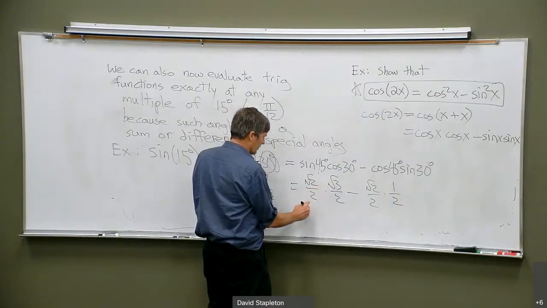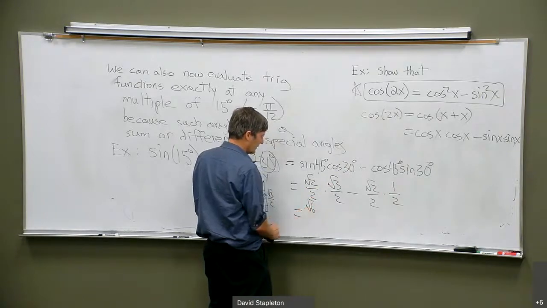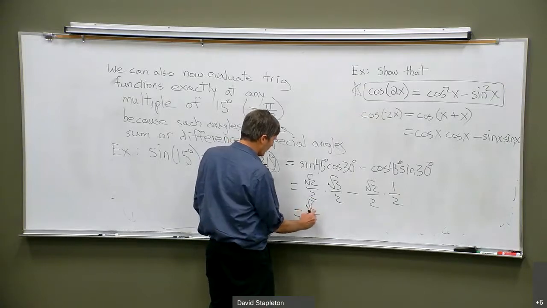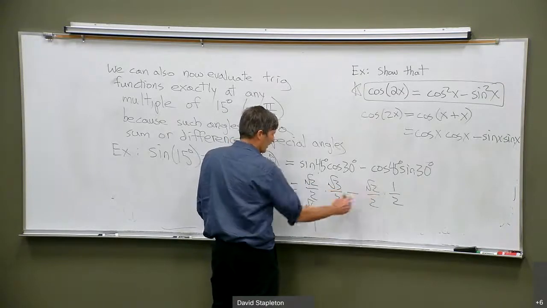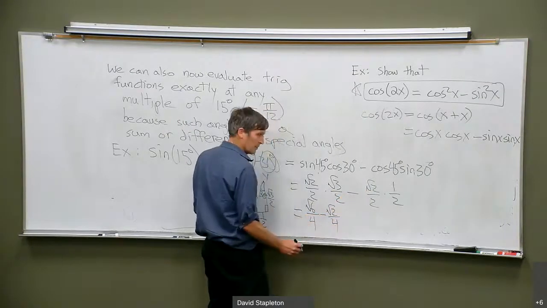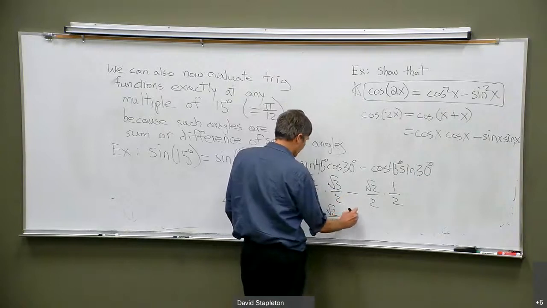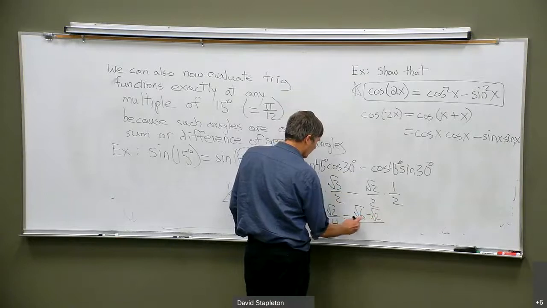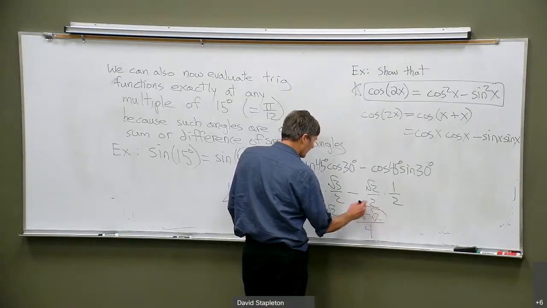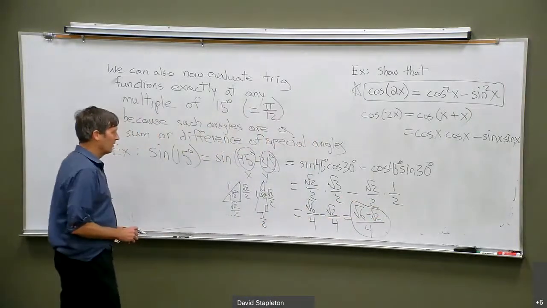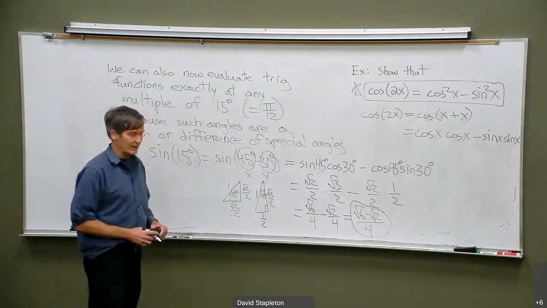Now I notice that this one is square root 2 times square root 3. That comes out to be square root 6 over 4. And this one comes out to be square root 2 over 4. I notice there's a common denominator, so I like to combine those, and we'll say this comes out exactly square root 6 minus square root 2 over 4. There it is, the sine of 15 degrees exactly in terms of roots.